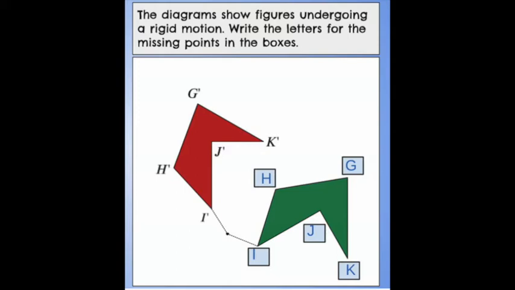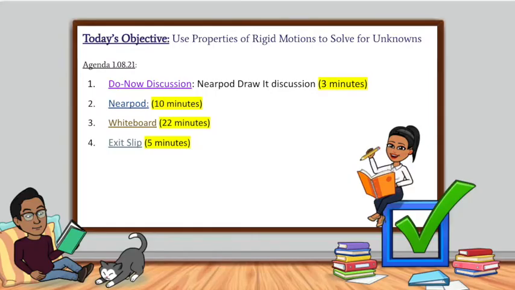We're now going to move ahead with using this to solve. So let's look at our agenda for today. We're going to use these rigid motions to solve for unknowns. We did our do now discussion. Next, we're going to go into Nearpod and do some activities to further strengthen this recognition of rigid motions and corresponding parts, the parts that overlap, right? We're then going to go into whiteboard and use that to solve for unknowns, followed by an exit slip at the end. For today's exit slip, you will be uploading notebook work, okay? So just keep that in mind as we now go ahead into our first activity.